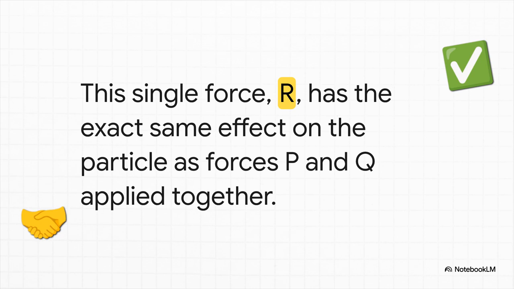Now let's be absolutely clear what this means. It means if you could somehow get rid of forces P and Q and instead just apply this one single force R, the object at point A would feel the exact same thing. It wouldn't know the difference. This is a perfect substitute. It's not just a cool geometry trick. This is how we figure out the real-world effect of multiple forces acting on something.